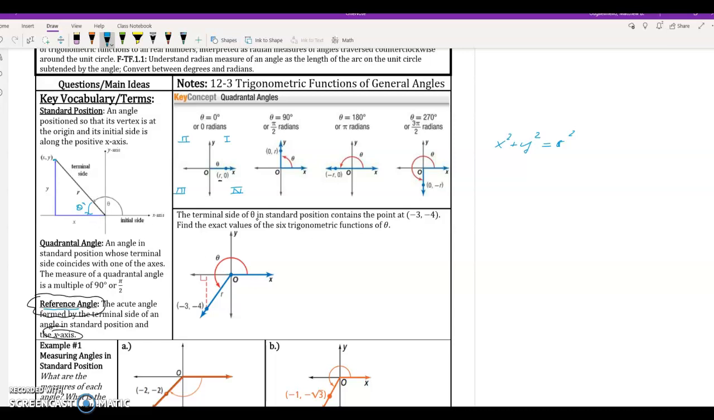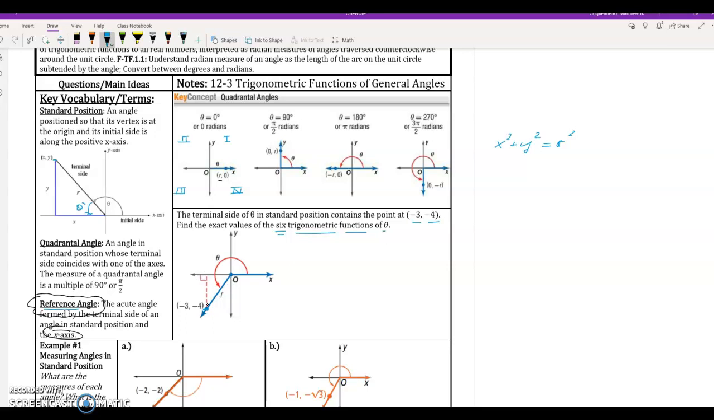The terminal side of theta in standard position contains the point -3, -4. So they're saying that this theta, its terminal side is here, and it has this point at -3, -4. Find the exact values of the 6 trig functions for theta. Okay, so all we're doing is we're setting up 6 ratios based on the 3 sides of the triangle. Now your question might be, well, where do I draw the triangle, right? I don't see the triangle. All I see is an angle and a ray right here. Well, they've already drawn it in for you.